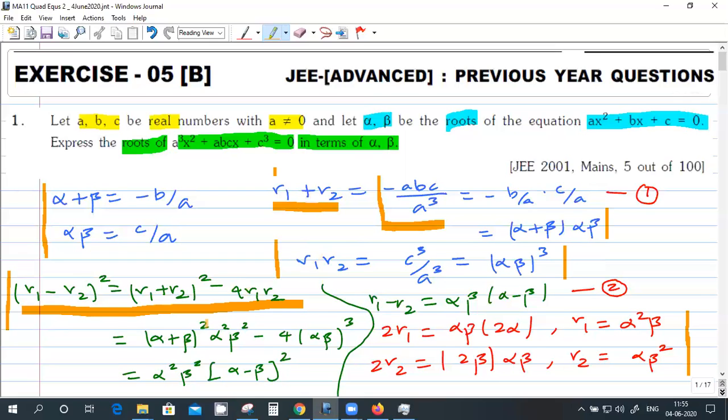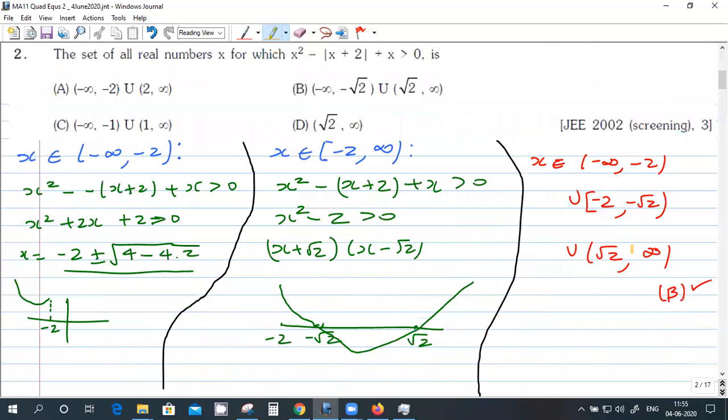A minus B whole square equals A plus B whole square minus 4AB. So from that you get R1 minus R2. After that you just have to add to get R1 and R2. Okay, this is also a method. Just remember it. This one, second one. You're getting how to do it?